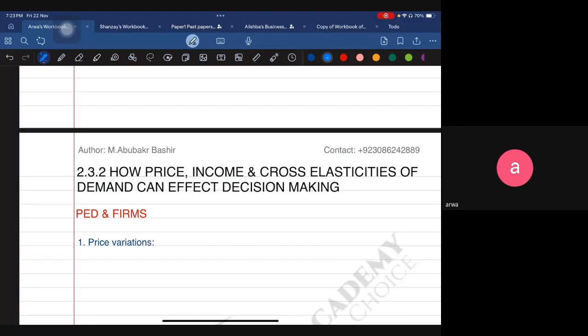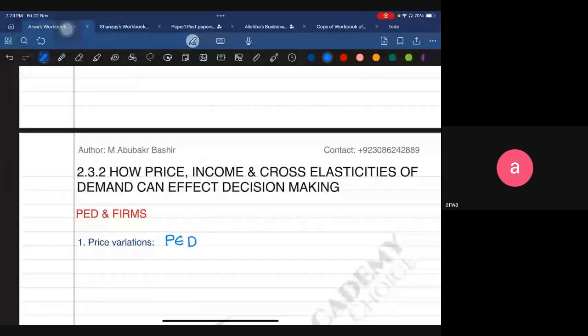That is how price, income and cross elasticities of demand can affect decision makers. First, we are going to look at it from the point of view of the firms. When we say the price variations, how is it going to affect them? Let's say price elasticity of demand. Keep it simple. Tell me how the price elasticity of demand is going to help the firms.